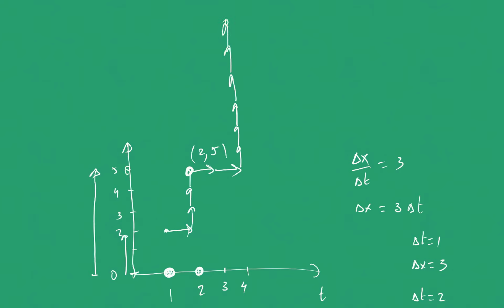So I was at the 5. I start here. And at t equal 4 seconds, I have advanced 6 meters more, so I will be at 11. So this point will be the point 4, 11, meaning that t is 4, x is 11. So the object is moving.